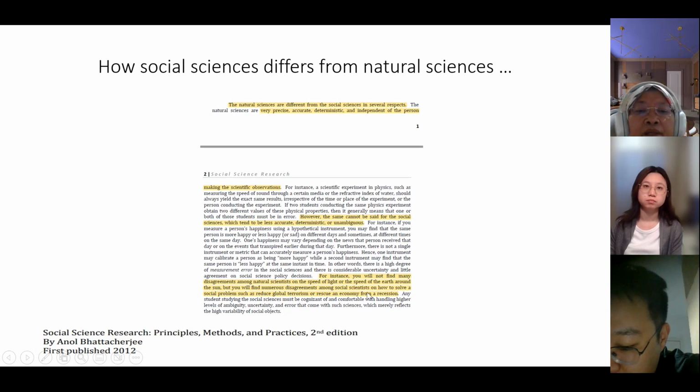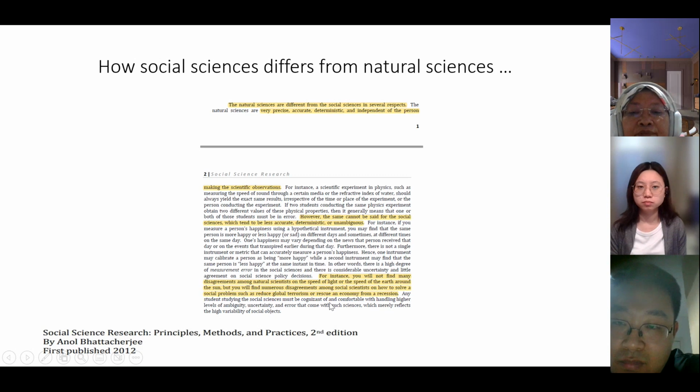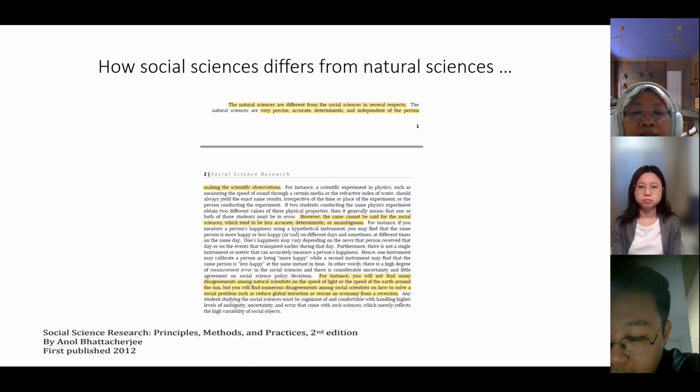But in social science, you'll find numerous disagreements among social scientists on how to solve a social problem, such as reducing global terrorism or global warming, or how to rescue an economy from a recession. Any student studying the social science must be cognizant of and comfortable with handling a higher level of ambiguity, uncertainty, and error that come with such science, which actually reflects the variability of social objects.